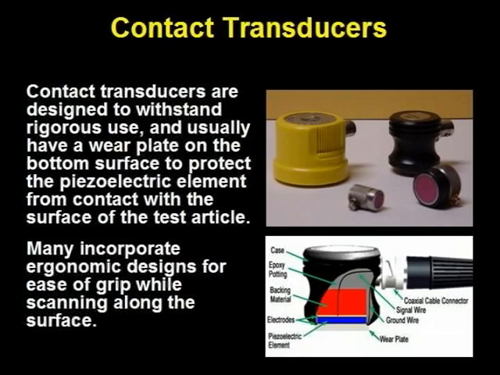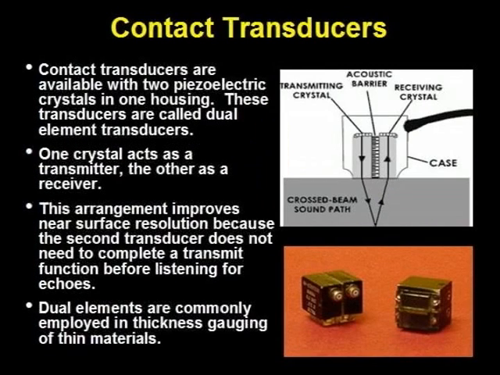Contact transducers are usually designed to be easy to hold and to withstand wear during rigorous use. Dual element transducers contain both a transmitter and receiver in a single housing. This type of transducer is sometimes referred to as a pitch-catch transducer. One advantage to this configuration is that the receiving transducer is always ready to detect sound and does not have to recover from transmission of a pulse. This type of transducer is often used to measure thickness in thin materials.